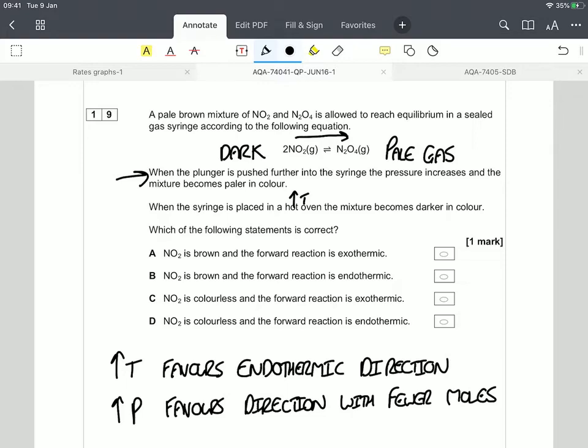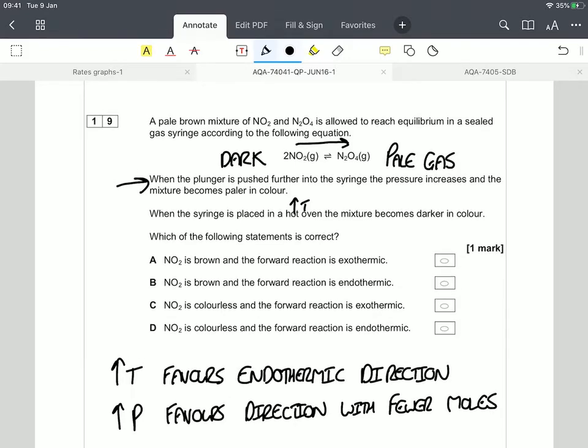So then, let's go back to the previous section about endothermic and exothermic. Increasing the temperature favours the endothermic direction, and what actually happened here was, if we increase the temperature, the mixture became darker, so it must be endo in that direction. That means that by logic, it's exo in that direction.